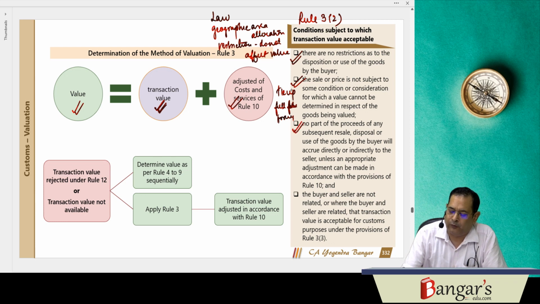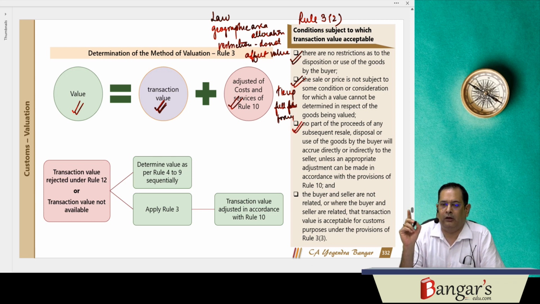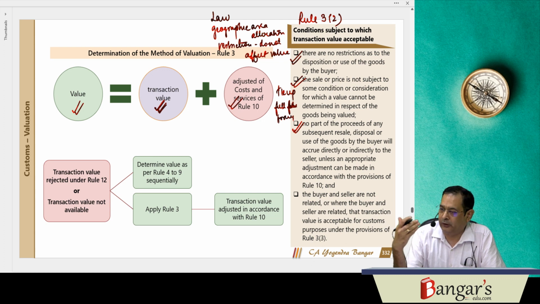Then no part of the proceeds of subsequent resale, disposal or use of the goods by the buyer will accrue directly or indirectly to the seller. But in case the same accrues, then either the same can be adjusted as per the provisions of Rule 10, otherwise the condition will not be fulfilled.